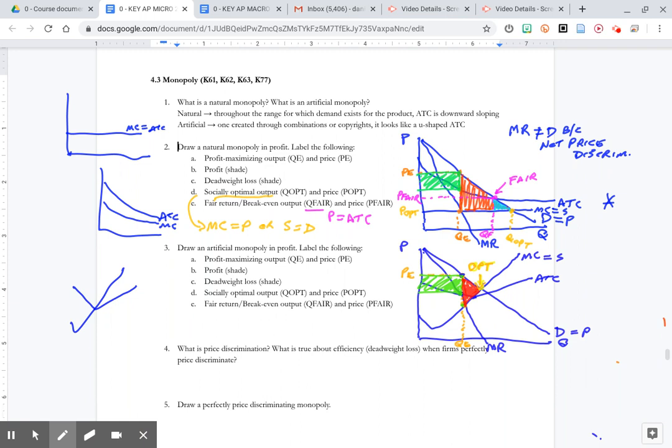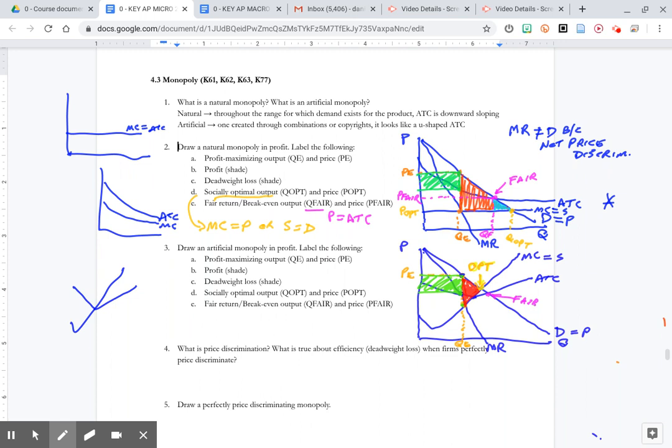And so if you were to extend that down, right, you'd have a quantity and all of that stuff. And then fair return is actually in a different spot. I mean, it's still P equals ATC, but it's over here. So fair return. And if we actually regulated them to fair return, we'd have deadweight loss as a result. You'd have too many transactions occurring at that level of quantity. So that's kind of an interesting aspect of this.